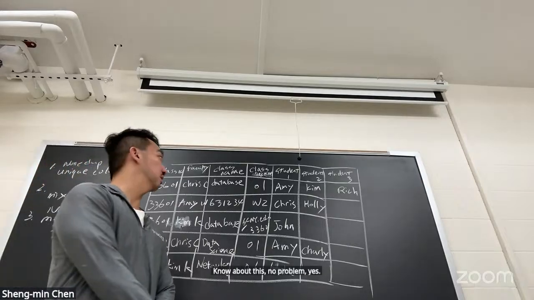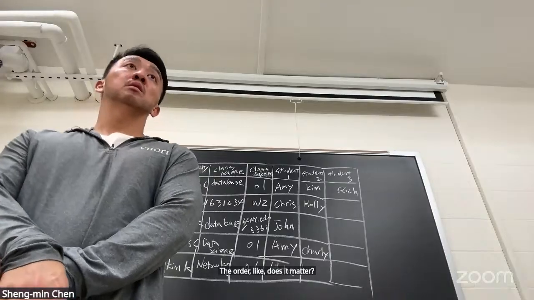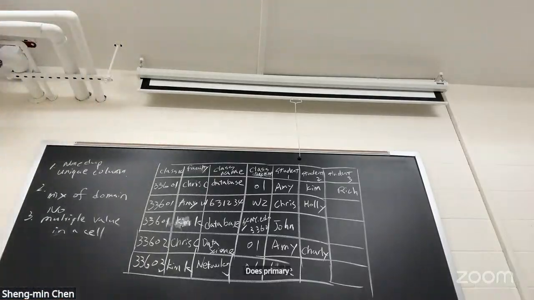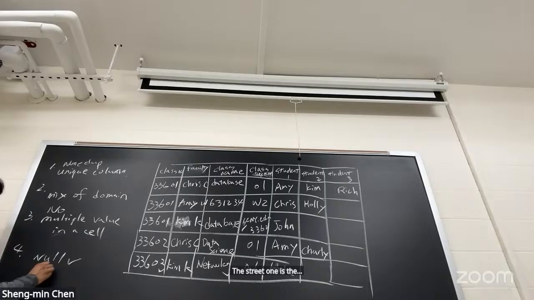The order of it doesn't matter. Does primary key come before non-primary key? Those don't matter. Order of column doesn't matter. Okay, those are the tricky ones. It does get mentioned always to trick you, but these two don't matter, okay?